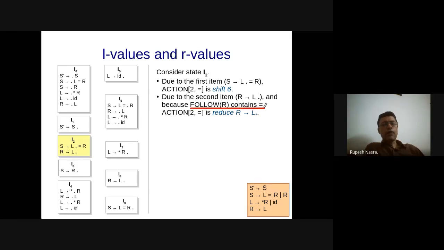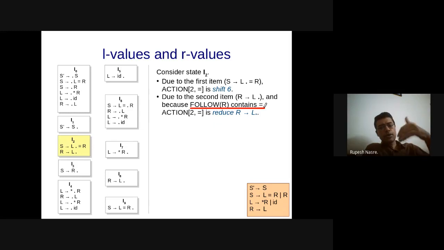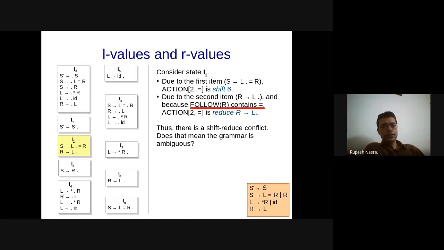In case the follow of R did not contain equal to, then there is no shift reduce conflict, because just by looking at the equal to, the lookahead symbol, you'll be able to make a decision whether to reduce or to shift. So only because it has a prefix of the same L dot in I2 case, that doesn't mean that there is shift reduce conflict. Action of 2 equal to is going to be reduce R deriving L dot, and therefore there is a shift reduce conflict. Does that mean the grammar is ambiguous?